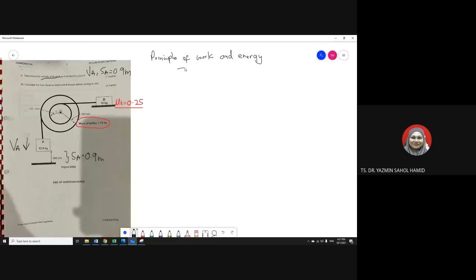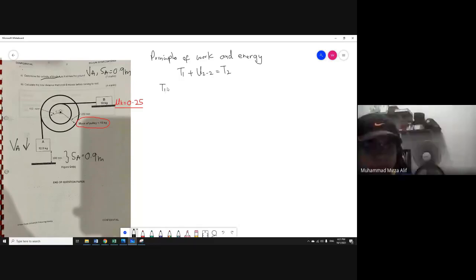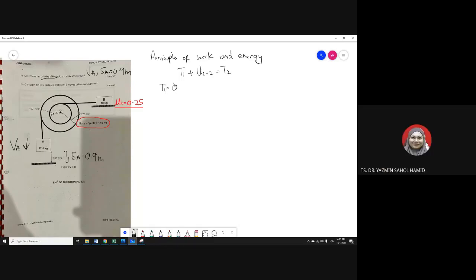work equals T2. Now, for this question, they did mention in the question, and if I read back the question, if the system is released from rest, what happens to our T1? What will be the value? Zero. Yes, 0. So our T1 is going to be equal to 0. So now we need to find T2.